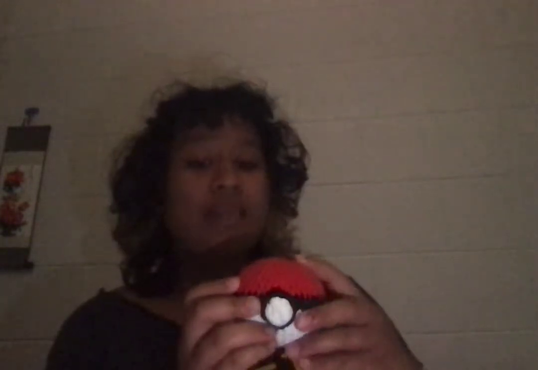Let's pretend that this Pokeball is the Earth, the red or the top being the northern hemisphere, and the white or the bottom being the southern hemisphere. Both hemispheres are separated by a line that goes through the middle of the Earth that we like to call the equator. Let's use this phone as the sun. Right now, this is going to be us.